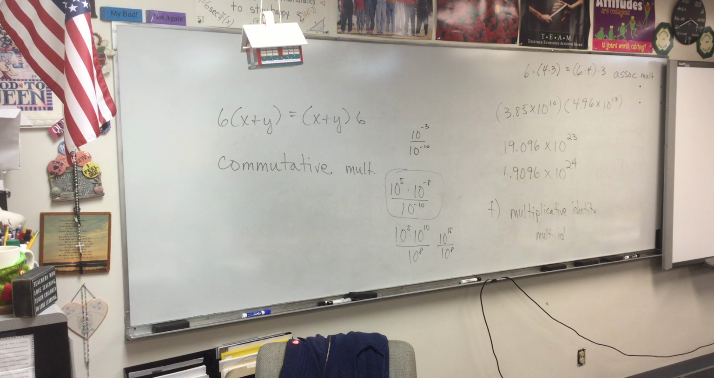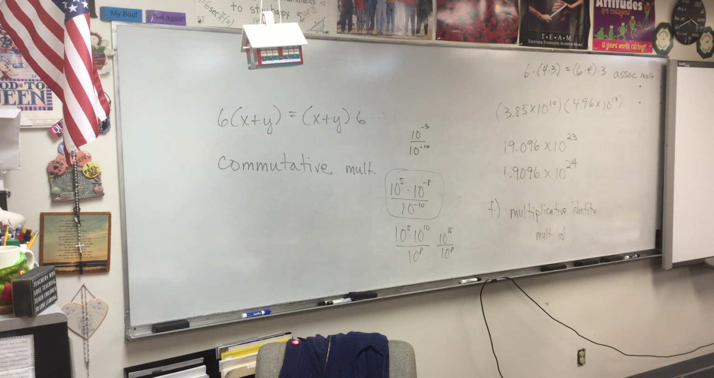G is the next one. Anybody want to take a wild guess what that is? Very close. Actually, none of the properties involve subtraction or division. Because subtraction is adding the opposite and division is multiplying by the inverse. The multiplicative inverse. Yeah. G is called the multiplicative inverse. Anytime the reciprocal is involved, it's the multiplicative inverse.